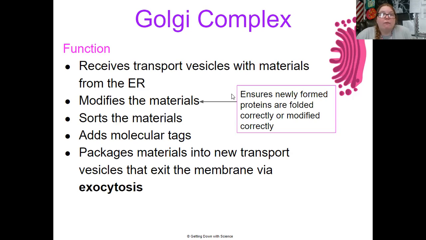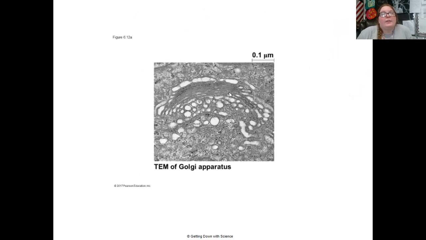Okay, so this modifying material step is so important because remember that form equals function. We've been hitting that hard this school year. So we have to make sure that the proteins are folded right before we send them off to do their job. So here is a Golgi apparatus.